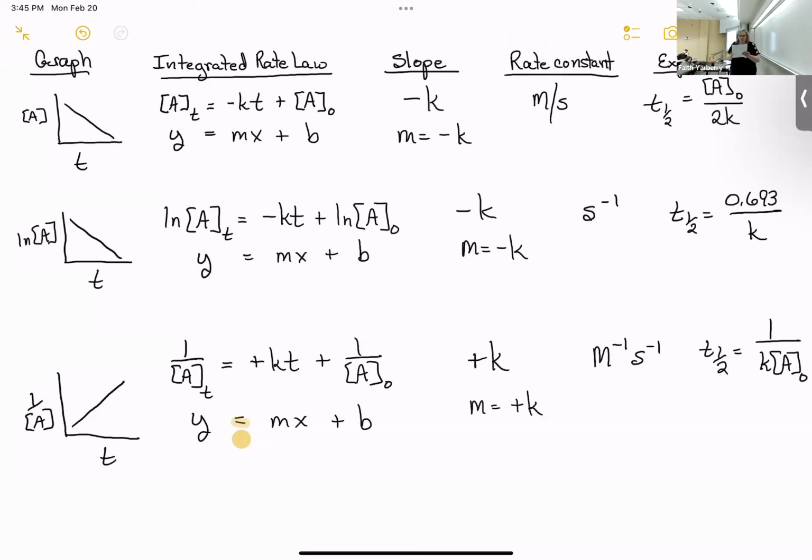Excuse me. Yes. So that 1 over A should be 0, the integrated rate law, is that A original or A? A, not A original. Same thing. I'm sorry. Okay, thank you.